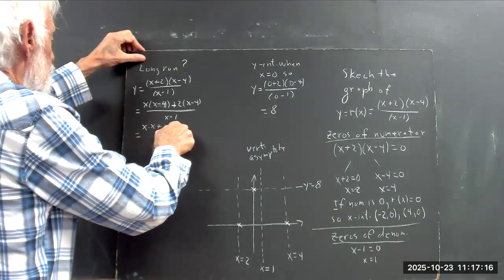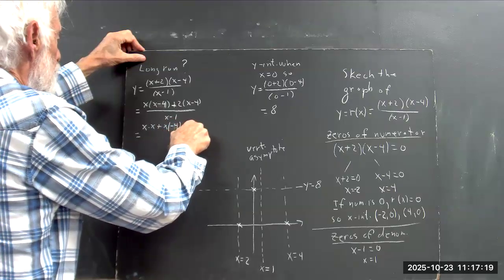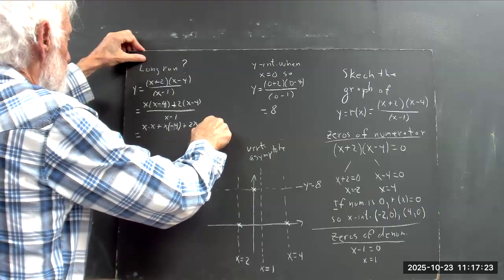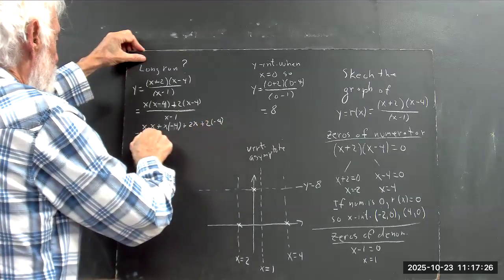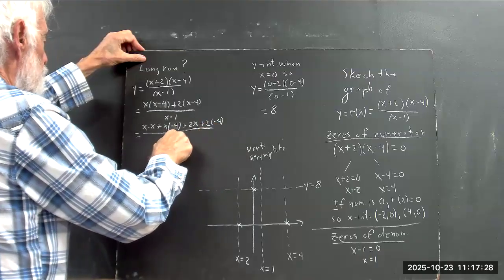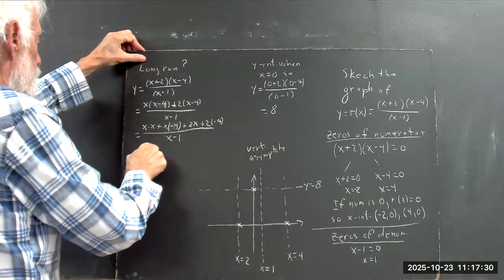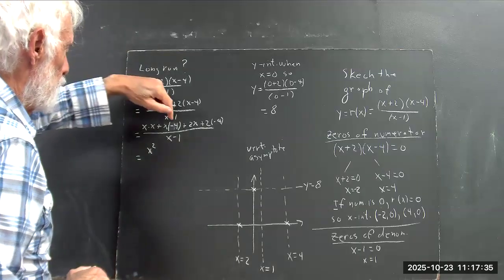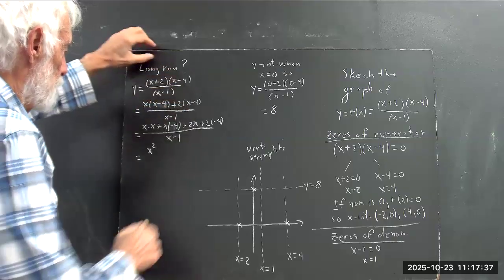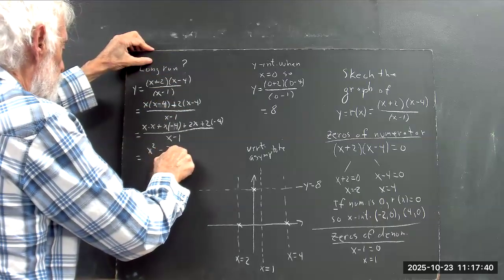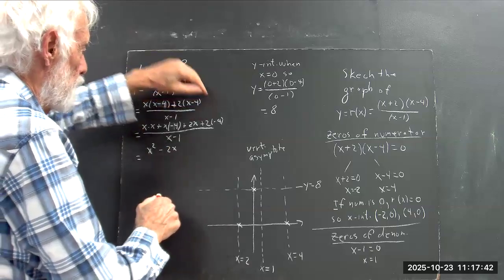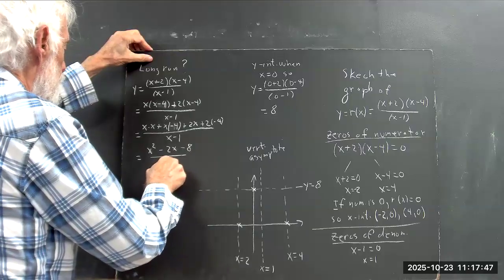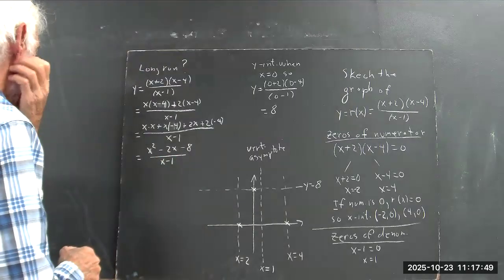So it's x times negative 4 plus 2 times x plus 2 times negative 4, all over x minus 1. Well, that comes out now easily x squared. And we have negative 4 times x and 2 times x. That's going to give us negative 2x. And then we have 2 times negative 4, which is minus 8 over x minus 1.